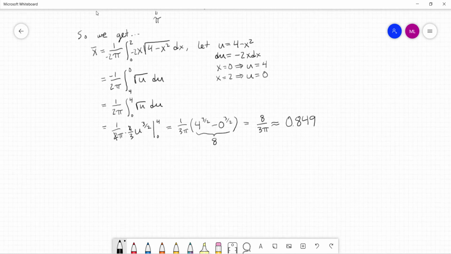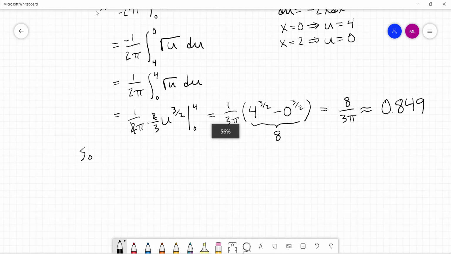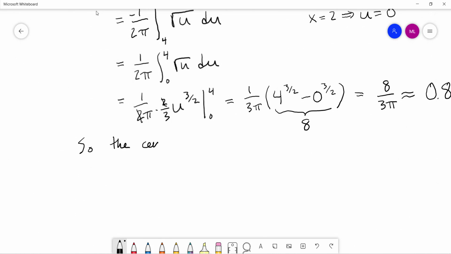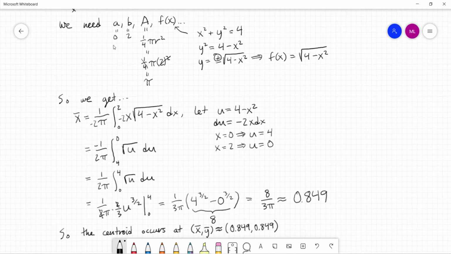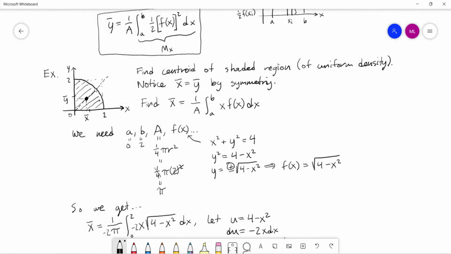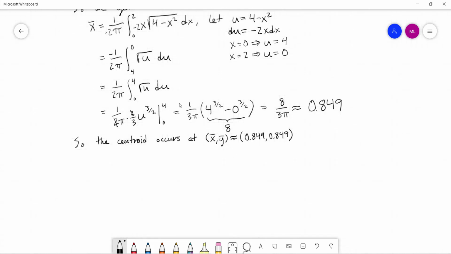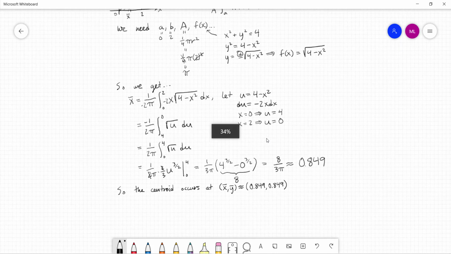And then again by symmetry, so putting it all together, the centroid occurs at the point x bar comma y bar, which is going to be approximately equal to the point 0.849 comma 0.849. By symmetry, we were arguing that the x and y coordinates should both be the same because of the symmetry of the shape. And so sure enough, we've got an answer that makes some sense. It matches our intuition. This is how you can find the center of mass.